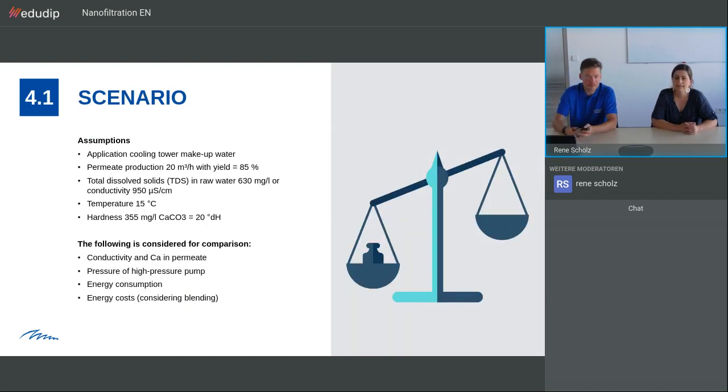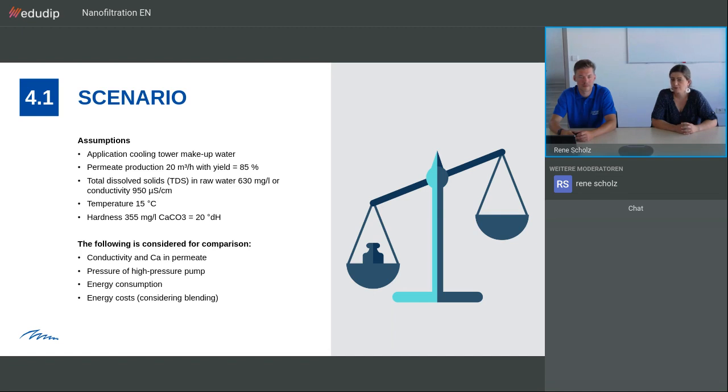Maybe next slide. This was a real case, a real life inquiry. The application is cooling tower makeup water, and the client wanted permeate production of 20 cubic meters per hour with a yield of 85%. They probably had a high water cost, so they didn't want so much concentrate. The water has a total dissolved solids content of 630 milligrams per liter.